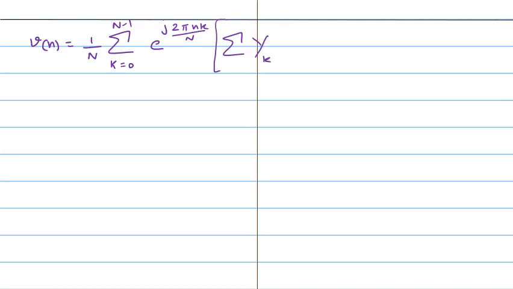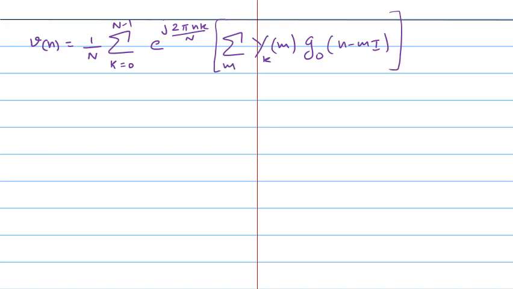So the Vn will be equal to 1 by N summation k from 0 to capital N minus 1 exponential of j 2 pi n k by capital N. Then there will be a summation ykm g naught n minus mI, and the summation is over m.